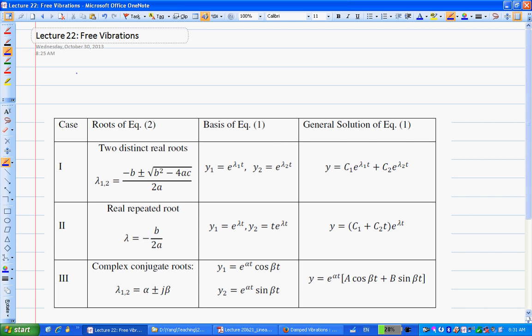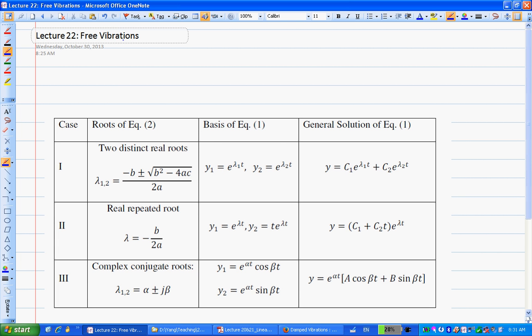So we'll finish this second order homogeneous ODE, give you a few examples, and then we're going to talk about an application of this homogeneous second order ODE, which we call free vibrations. Okay. So first of all, just a quick review.